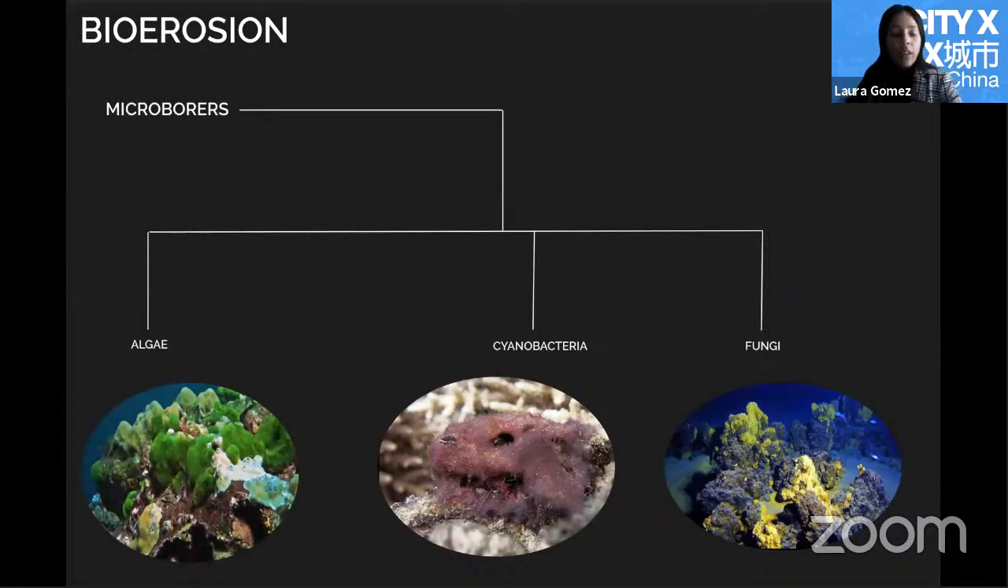Now we'll go over the main factors that contribute to bioerosion. It is produced by microorganisms that live underwater, and there are three main groups, each with a special characteristic that plays into its own community. The microborers are mostly microorganisms like algae, cyanobacteria, and fungi. They create microscopic tiny holes in the surface of the coral, and they can highly affect big coral.